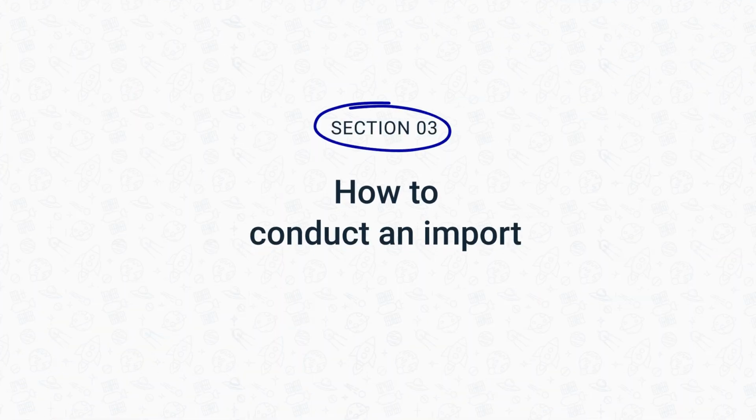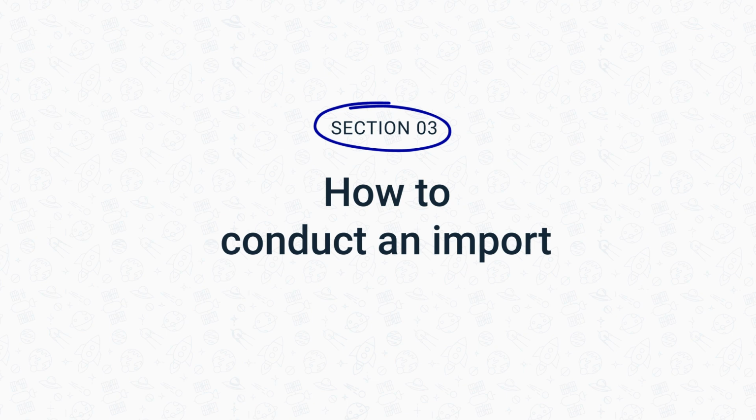In Kommo, you can choose one of the 3 import methods. Number 1, import from a spreadsheet. Number 2, import from Google Sheets. Or number 3, use Google Sheets integration. Let's take a look at each of them.